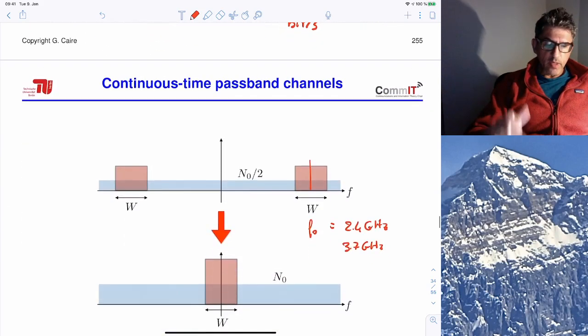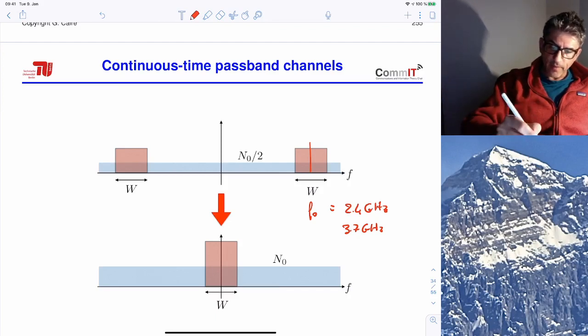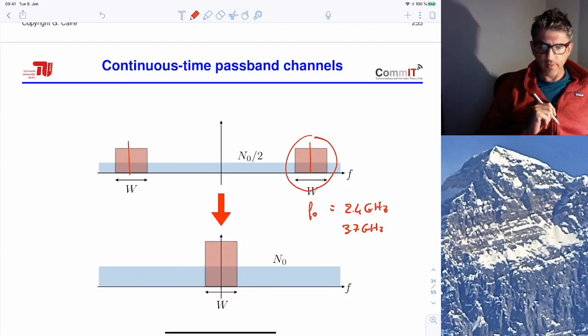What happens to the passband channel model? So when we have a channel located around a carrier frequency, then now the unilateral bandwidth is again W, but now we have W here and W in the negative frequencies, right? The power spectral density of the noise is always N0 half.